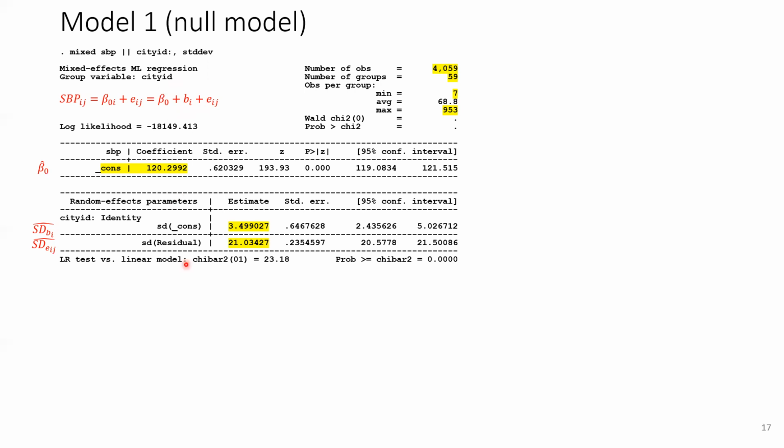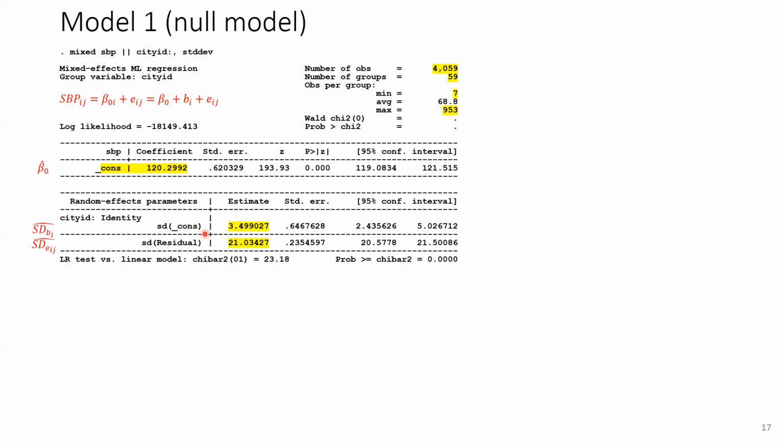And this is the output, and this is the estimate for beta naught, the global mean. You see a triangle on top of beta, a hat, which means an estimated value, not a real value, which is 120. So the global mean is a systolic blood pressure of 120 millimeters of mercury globally in Mexico.